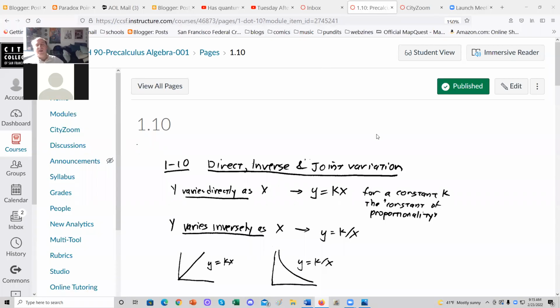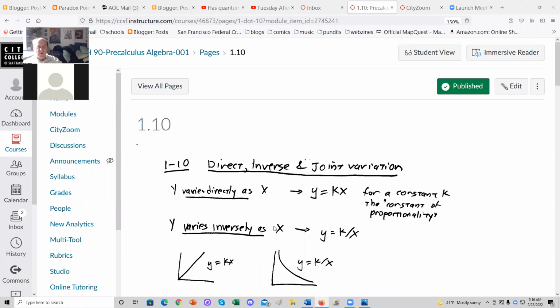We talk about direct, inverse, and joint variation. We say that the variable y varies directly as x if y is proportional to x, which is to say y equals some constant k times x. So if you double x, you double y. This constant k is called the constant of proportionality.